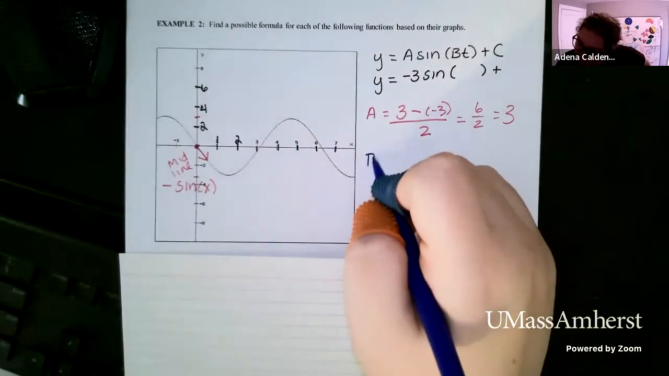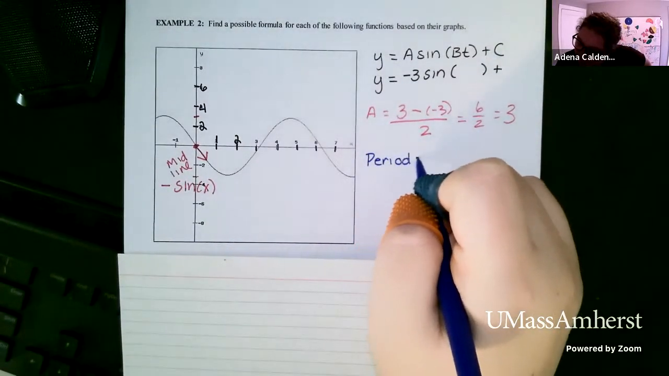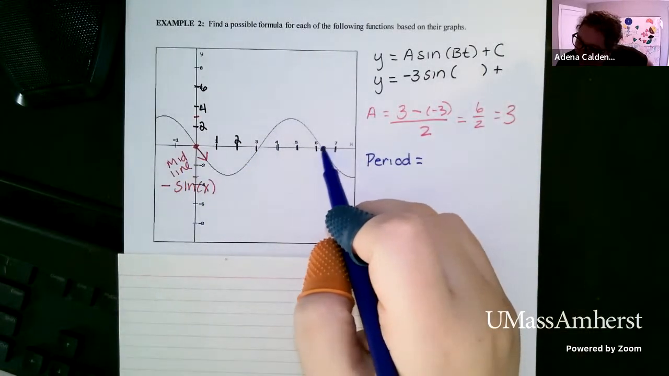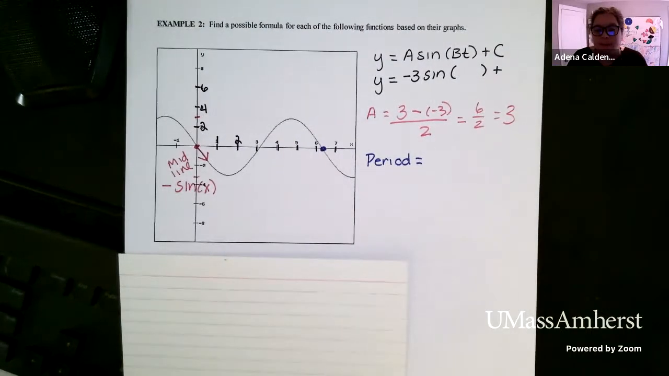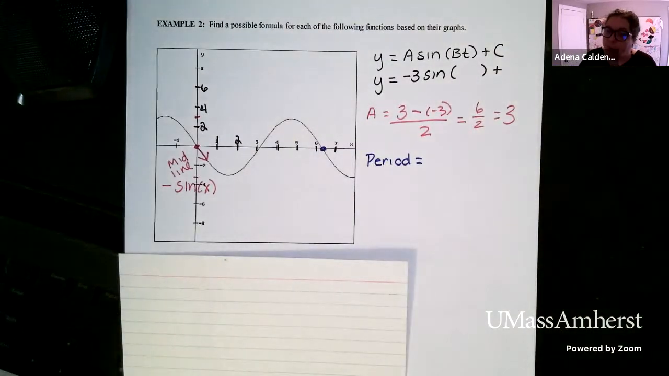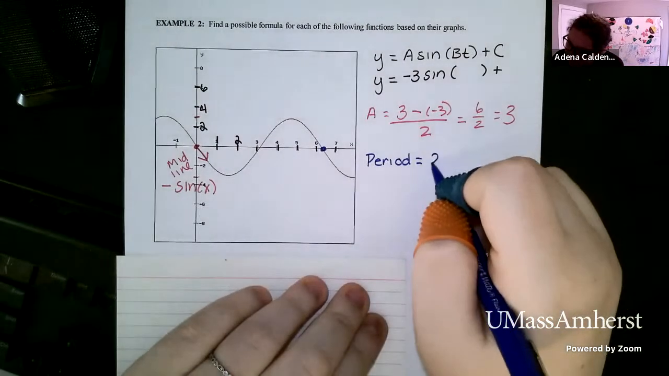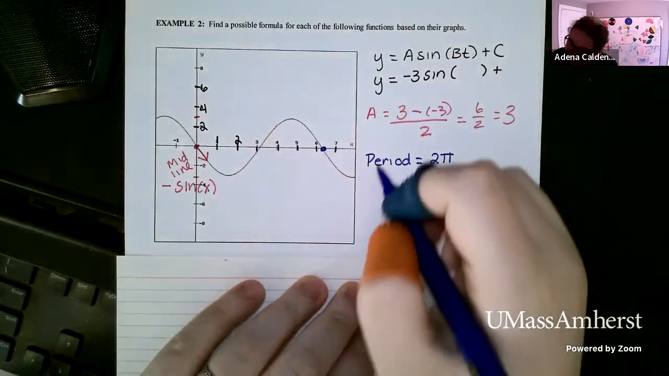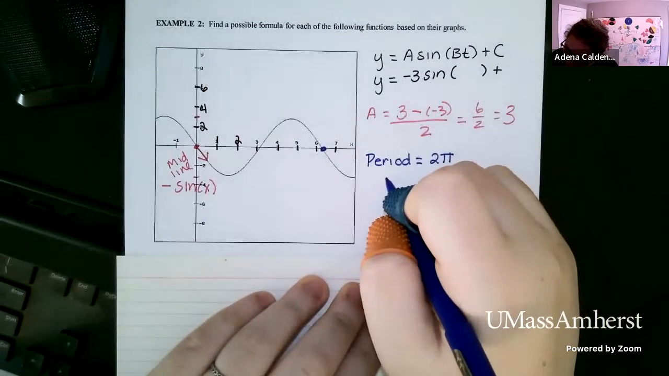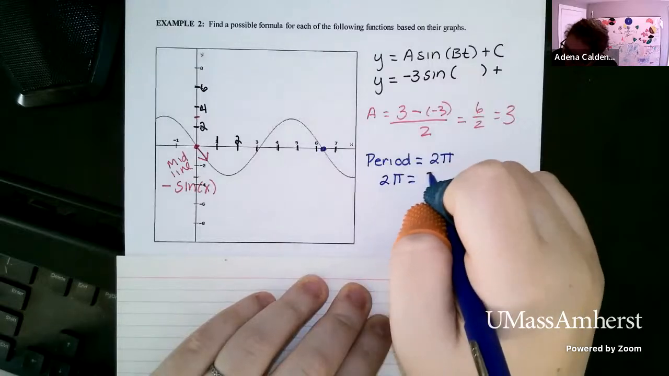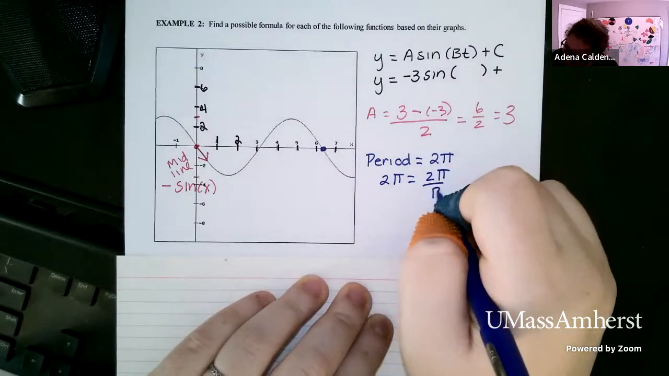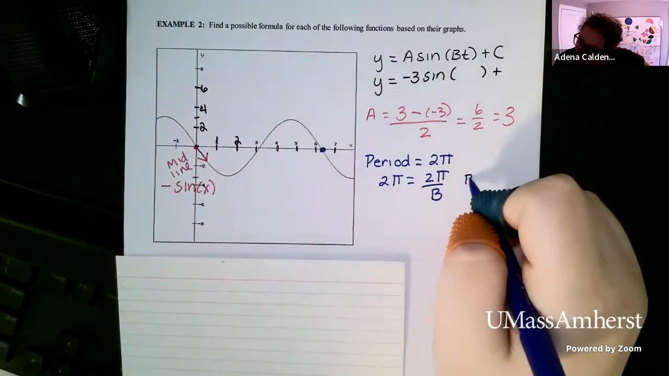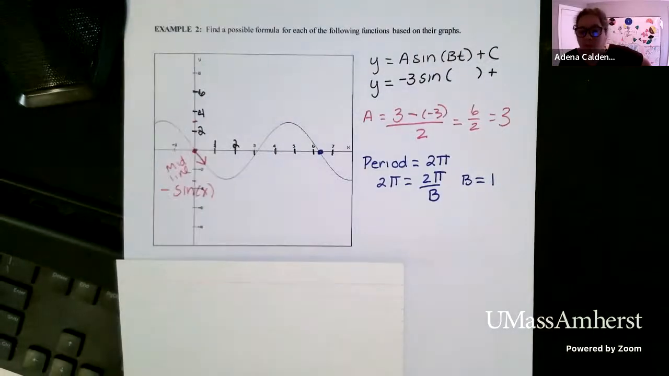Okay, so the period, we're going to look here. I start at 0. And I start repeating a little bit after 6. And we said, okay, for a little bit after 6, that's 2 pi. So here, my period is 2 pi. So then I go to my equation for the period. So 2 pi equals 2 pi over b. So I can multiply the b up and bring the 2 pi down. And I get that b equals 1.